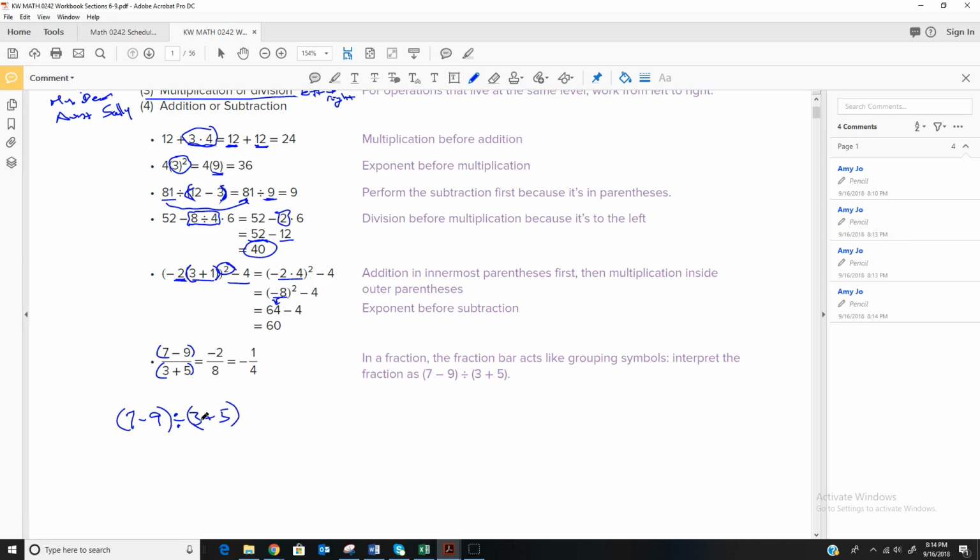So if you're going to put this in your calculator, it's okay, but you have to do parentheses 7 minus 9 parentheses divided by parentheses 3 plus 5 parentheses. You've got to let the calculator know that the top was grouped together above the division bar, and that the bottom was grouped together under the division bar. So if you type this in, you'll be okay and you'll get the negative 1/4.